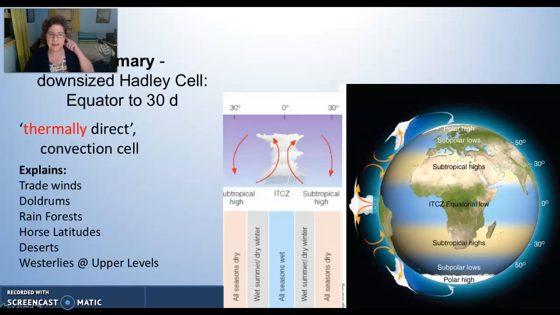I think that sums it up. This downsized Hadley cell from the equator to 30 degrees explained the trade winds, the doldrums, the rainforests, the horse latitudes, the deserts, and the westerlies at upper levels. So much more exploration in the 1800s, and this model was serving that.